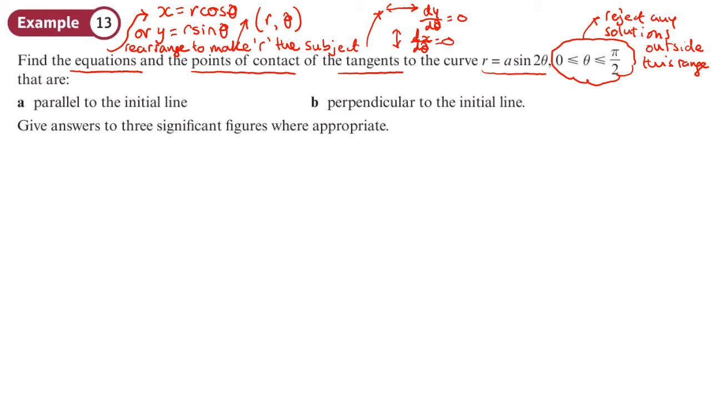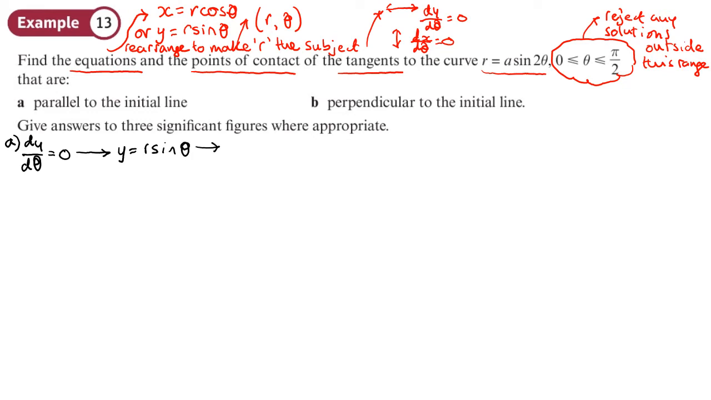And part A, if we're finding a tangent which is parallel to the initial line, the first thing that we do is we write that dy/dθ equals 0. So we need an equation that's got y in it and theta. So we start by writing y equals r sine theta.